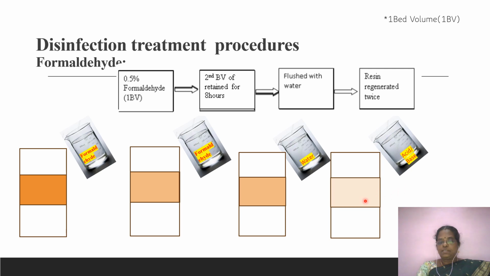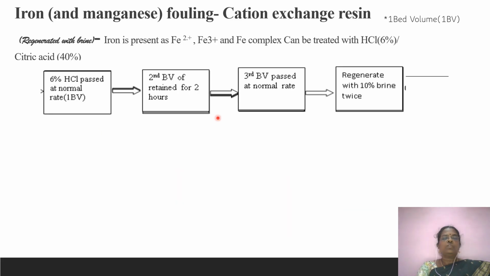So once it is cleaned with acid or base, your resin is getting regenerated from the bacterial or algae part. We can remove that. Now, iron and manganese fouling. So it is only for cation exchange resin. So we need to remove this.